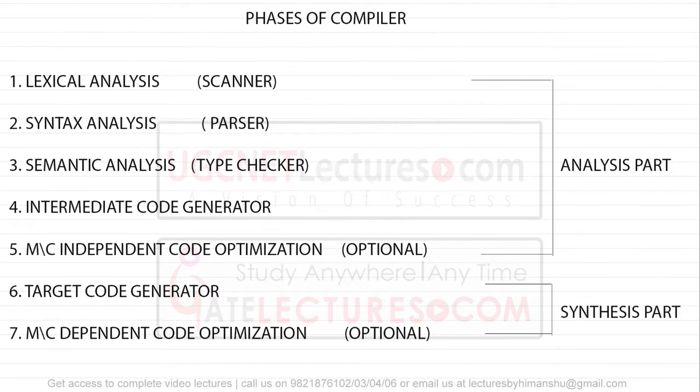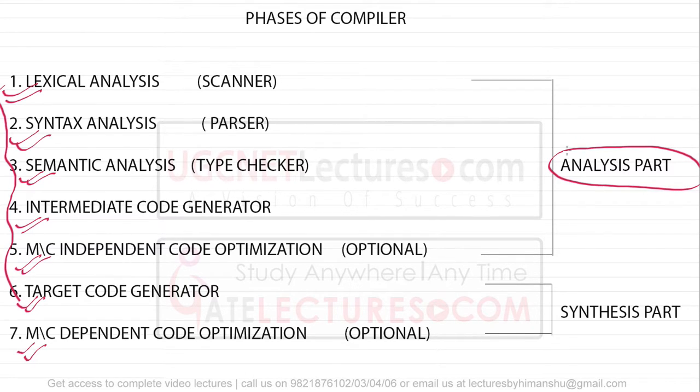Now, there are different phases of a compiler that we discussed. There is a lexical analyzer, a syntax analyzer, a semantic analyzer, intermediate code generator, machine independent code optimization, target code generator, and machine dependent code optimization. These are 7 chapters actually. Here 1 to 5 act as the analysis part, that means you are going to analyze the program. And 6 to 7 are the synthesis part, that means you are going to synthesize the programs.